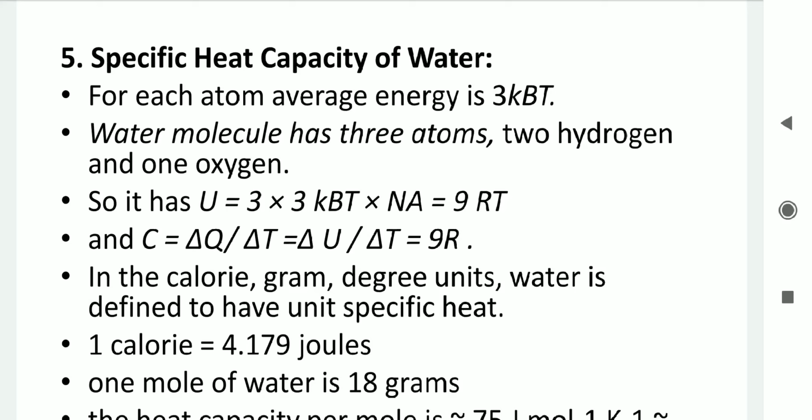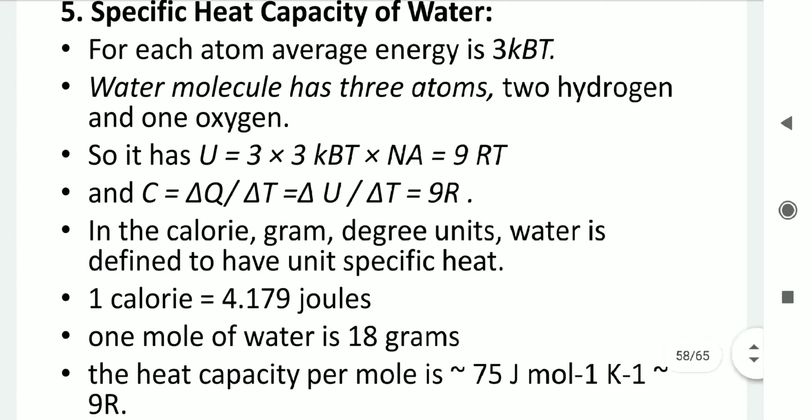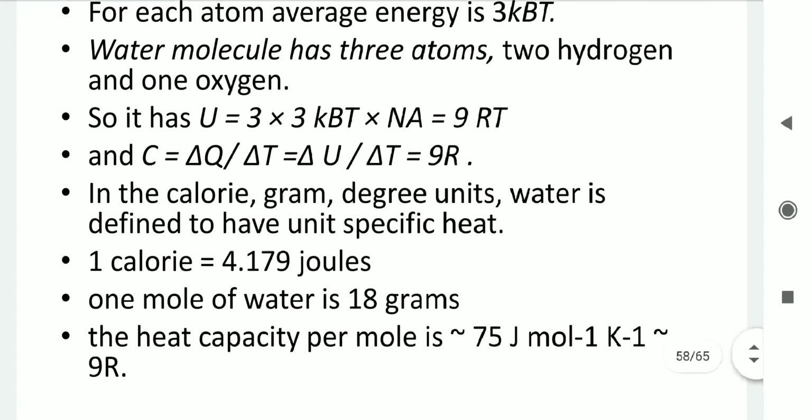And C equal to delta Q by delta T, that is delta U by delta T, will give you 9 R. So here, 1 calorie of water gives you 4.179 joules, and 1 mole of water is 18 grams. So heat capacity per mole will give you 75 joule per mole Kelvin, which is nearly equal to 9 R.